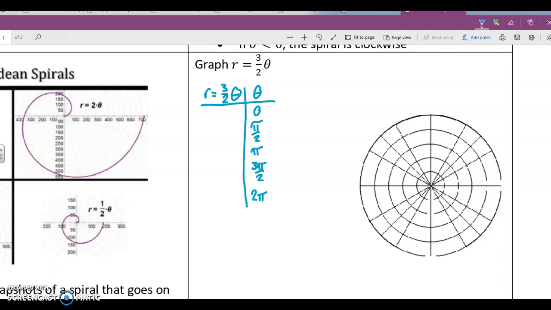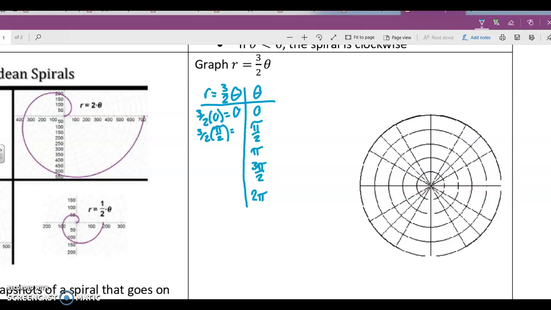When theta is equal to 0, we just plug that into the equation. So we have 3/2 times 0, which we know is 0. Next, we plug in pi over 2 for theta, so 3/2 times pi over 2. I don't expect you to know this off the top of your head. Just plug it into your calculator.